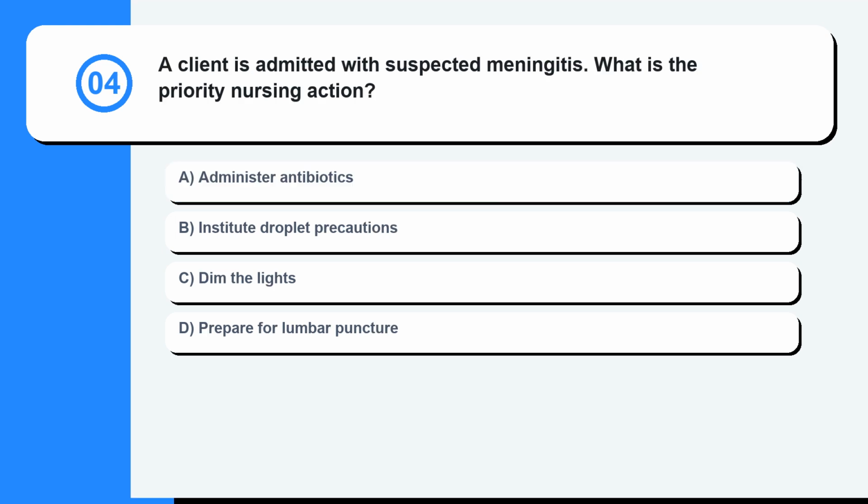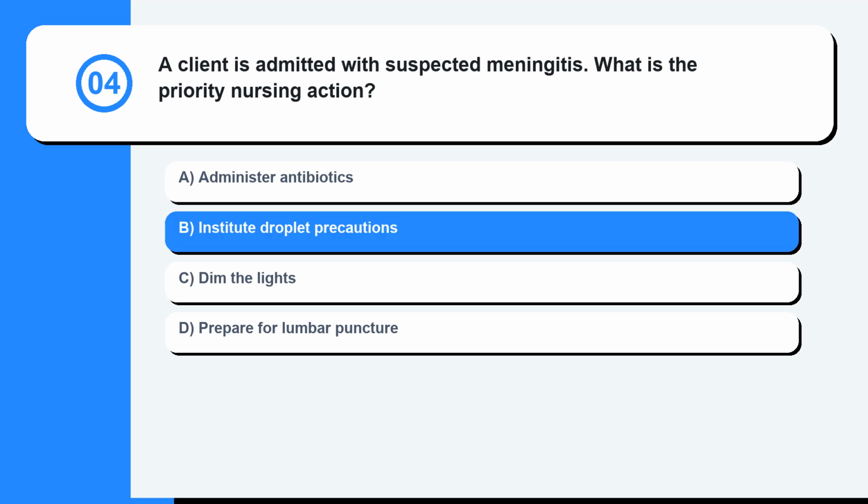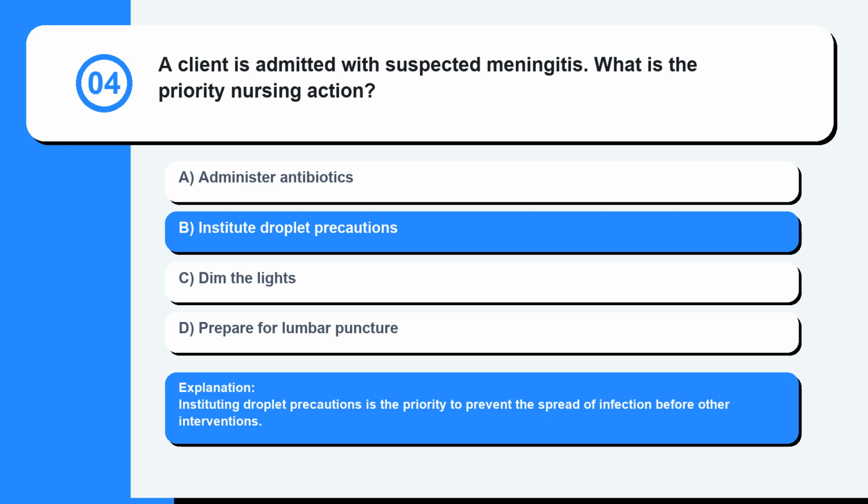Question 4. A client is admitted with suspected meningitis. What is the priority nursing action? A. Administer antibiotics. B. Institute droplet precautions. C. Dim the lights. Or D. Prepare for lumbar puncture. The correct answer is B. Institute droplet precautions. Instituting droplet precautions is the priority to prevent the spread of infection before other interventions.